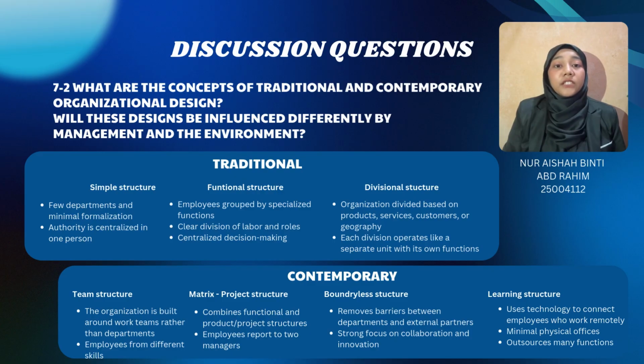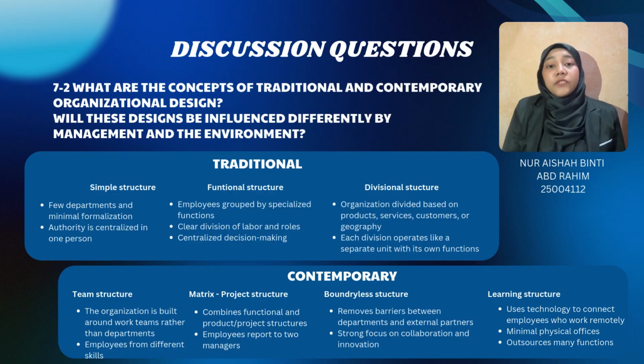Then the functional structure, where employees are grouped by their specialty, such as marketing or finance, with centralized decision making. For example, the finance department manages money, budget and accounts. Lastly, the divisional structure is an organization divided based on product, service, customer or geography. Each division operates like a separate unit with its own functions. For example, an electronic company that sells multiple products like mobile phones and laptops has their own finance team.